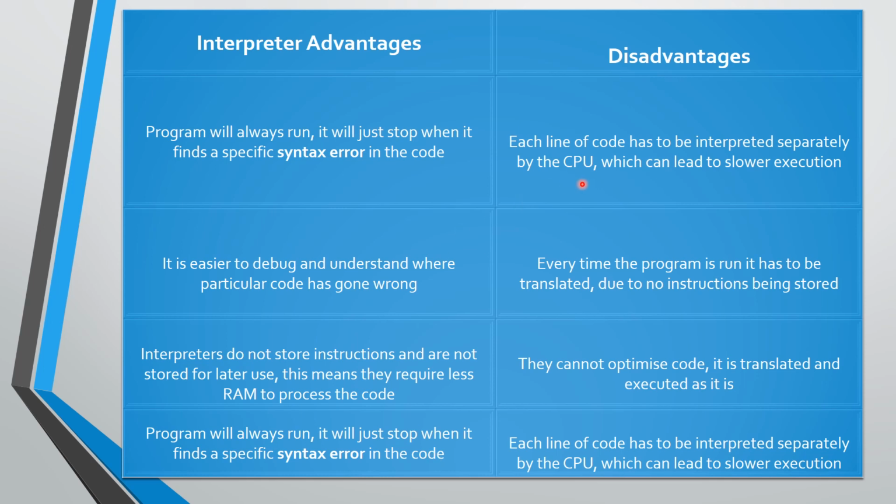On the other hand, there are some disadvantages as well. Each line of code has to be interpreted separately by the CPU, which can lead to slower execution. Every time the program is run, it has to be translated due to no instruction being stored. They cannot optimize code; it is translated and executed as it is.